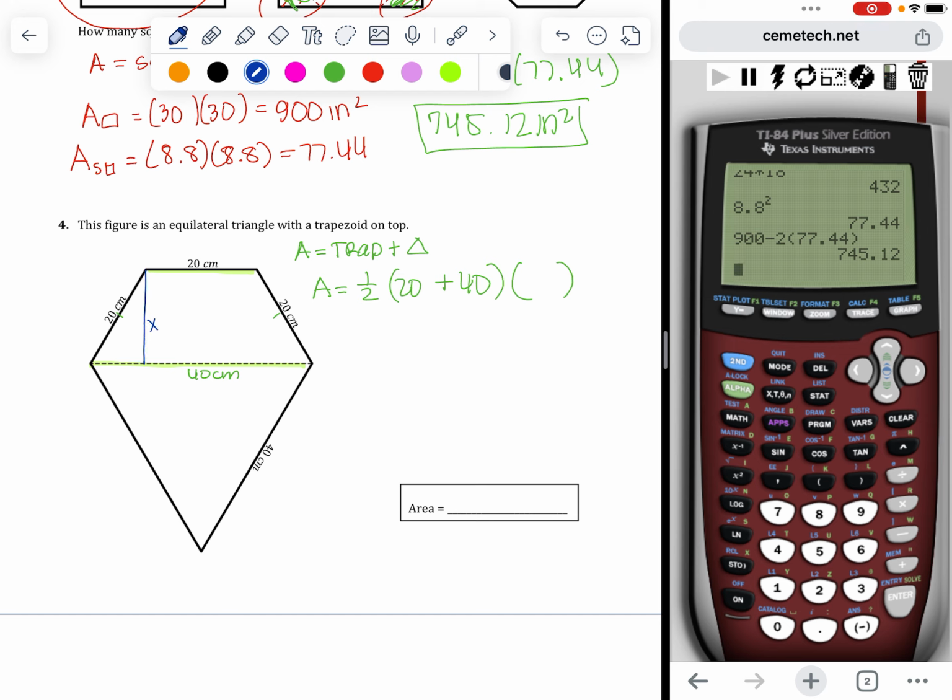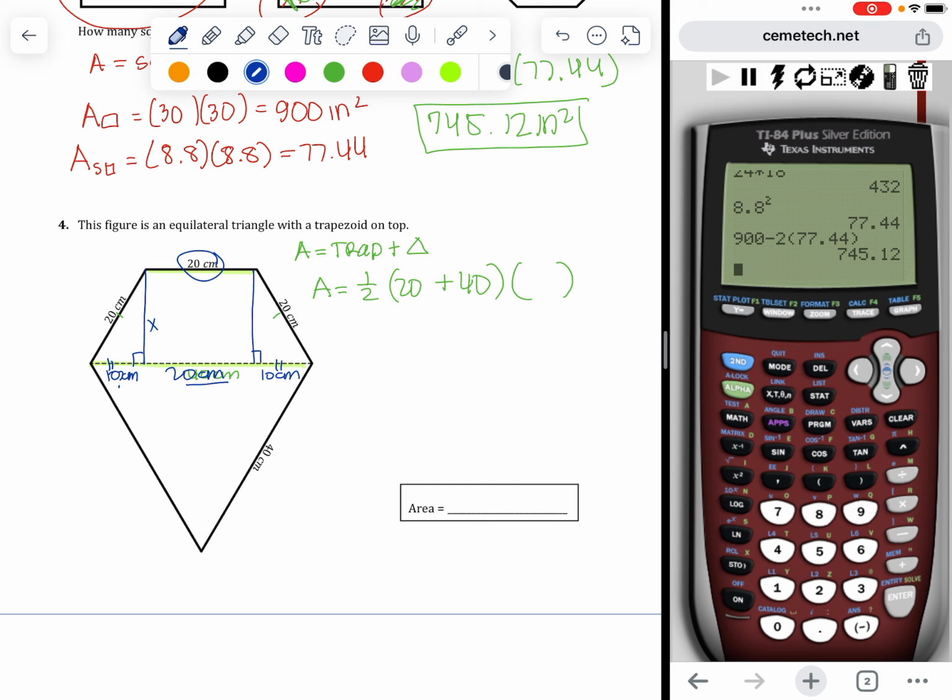This is x. And then I have to figure out what this piece is right here. Now, if I draw in the other height right here, I know that this piece must be equal to this piece. So if I do 40 minus 20, which is 20, and then divide it by 2, I get 10 centimeters and 10 centimeters. That's 10, 10, and 20 centimeters. All right?